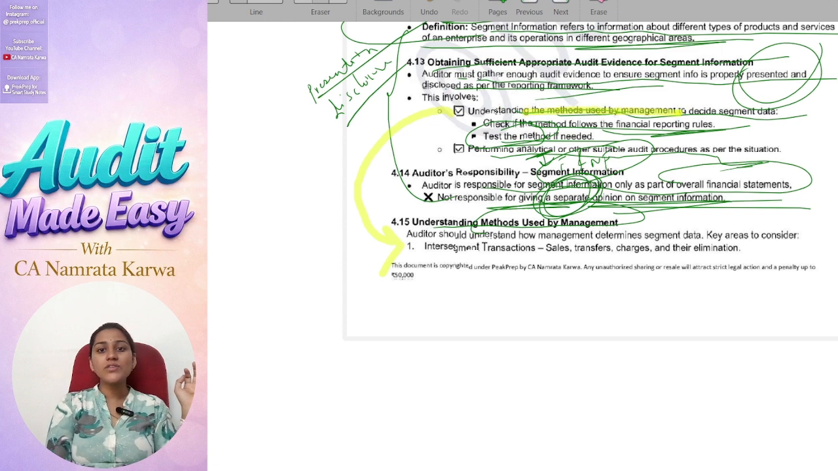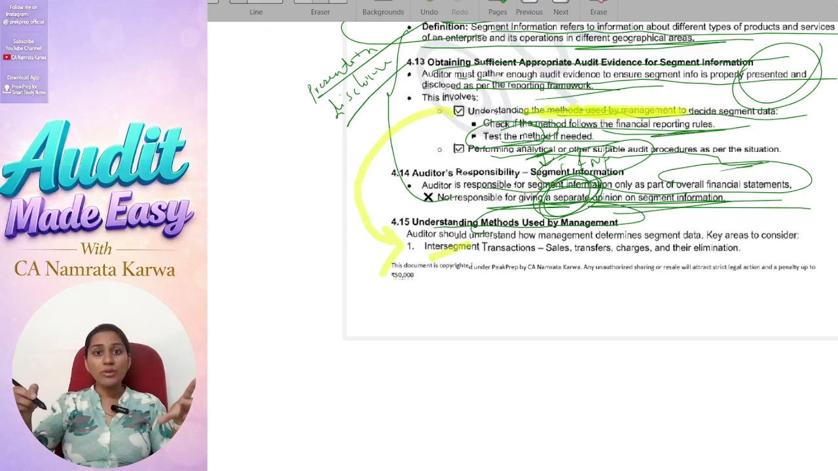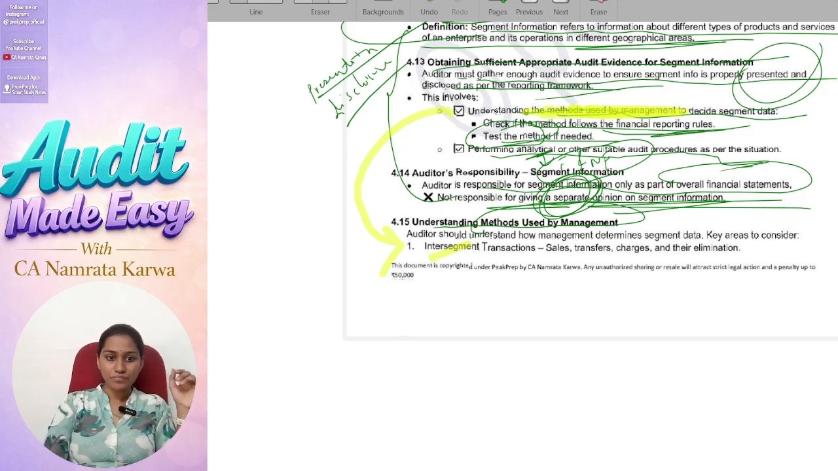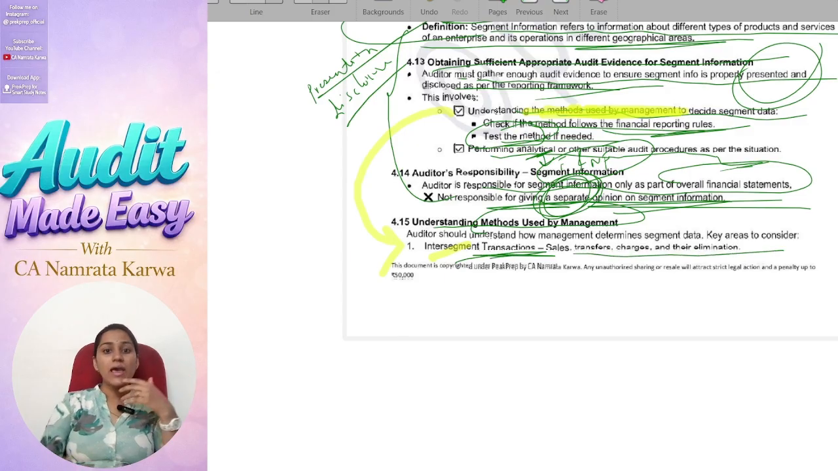Understanding the methods used by the management, what kind of methods they have given here in detail. Okay, so just put the arrow mark with pencil or give the reference up and down so that you won't get confused. Again, now first method: inter-segment transactions, sale, transfer charges and their eliminations.